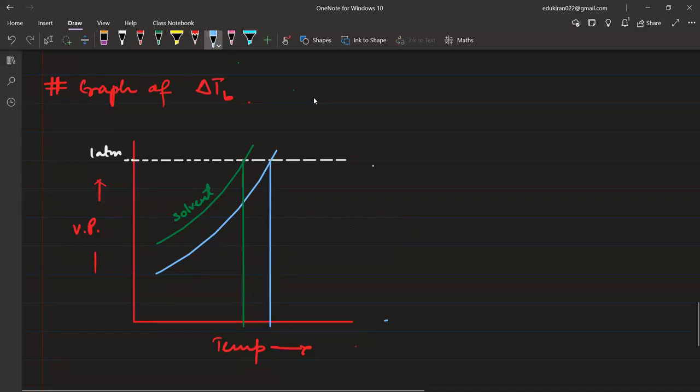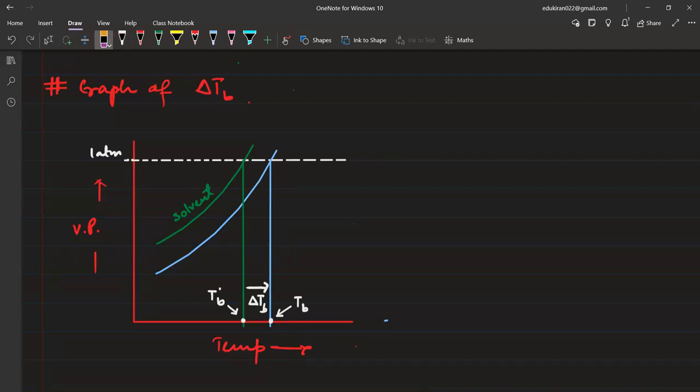And this is the delta TB. What is happening when we move from solvent to solution? When we are adding solute, there is an increase in the boiling point. So this is delta TB. What is this part? This is T naught B, and this is the boiling point of the solution.